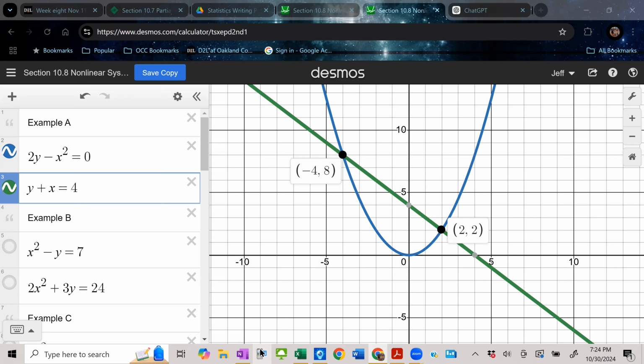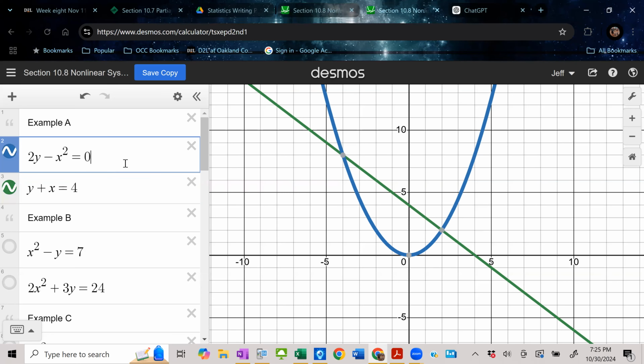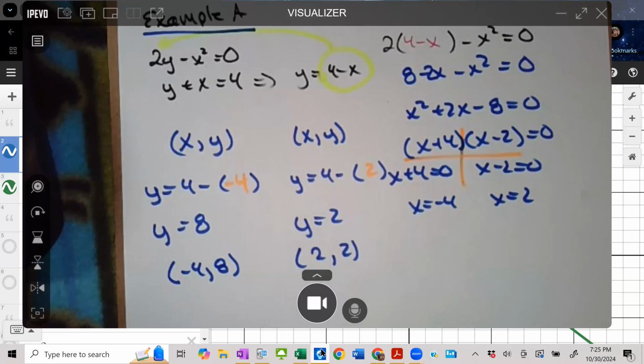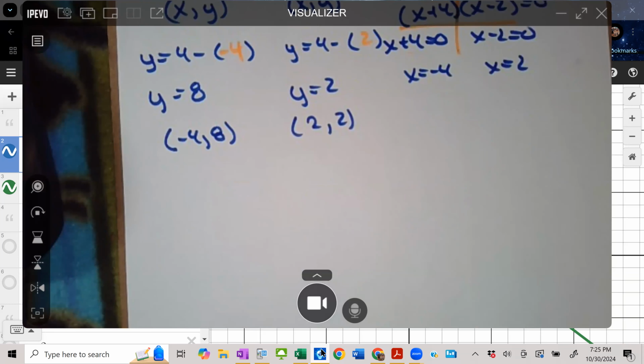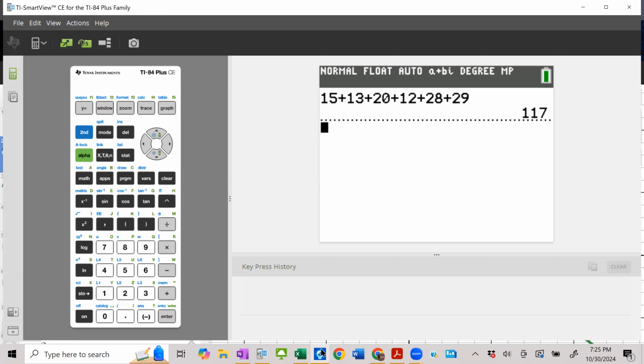So let's fire up the graphing calculator. I'm doing it with this one because I can actually graph this. It's not too bad. You do have to rearrange this so that you have y solved for. So let's look back here for a second. If you were to solve for y in that first equation, you have 2y minus x squared equals 0, or 2y equals x squared, or y equals 1/2 x squared.